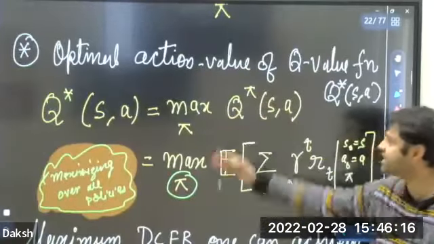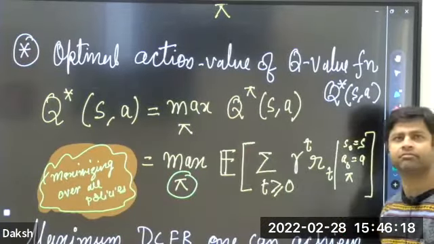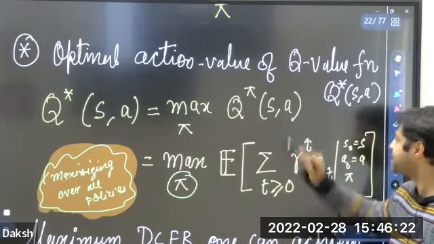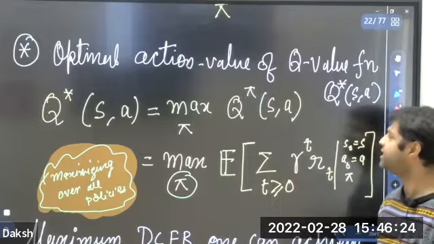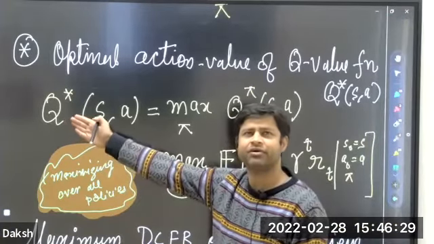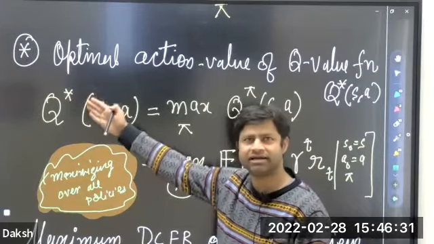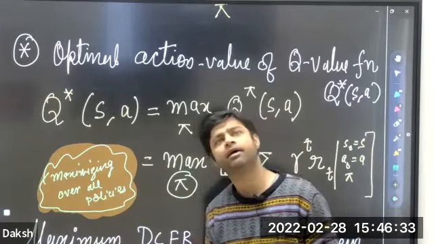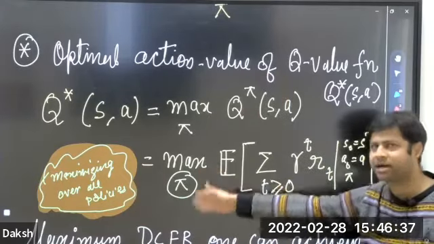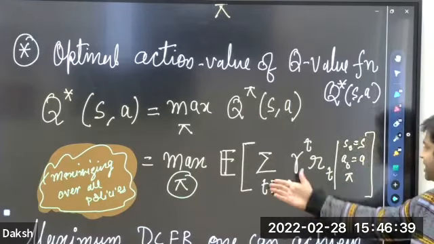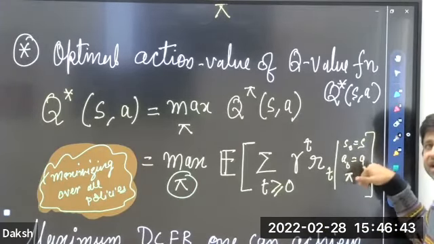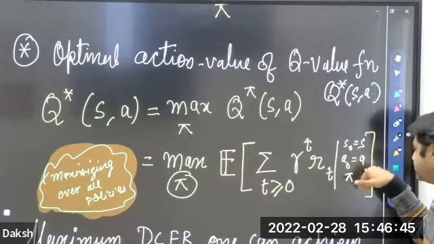What is Q asterisk S? Same thing. For this state, if you take this action, after that you follow pi and do it for all the pi's. Whenever you get the maximum, that is your Q asterisk S comma A, which can also be written like this: maximizing over all pi's, the expected discounted return when your initial state is S and the action that you have taken is A.